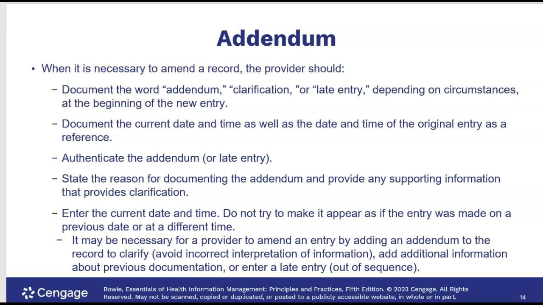Okay, addendum. How do I do an addendum? I kind of talked about this in the first lecture. Document the word addendum, clarification, or late entry, depending on circumstances, at the beginning of a new entry. You want to document the current date and time, and reference the date and time of the original entry. You want to authenticate the addendum, state the reason that you are doing the addendum, and provide any supporting information that provides clarification. Enter the current date and time. Do not try to make it appear as if the entry was made on a previous date or at a different time.